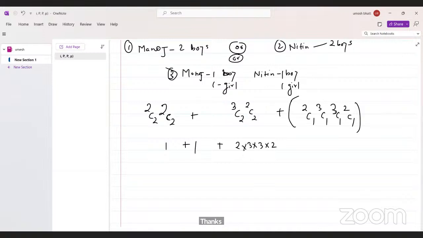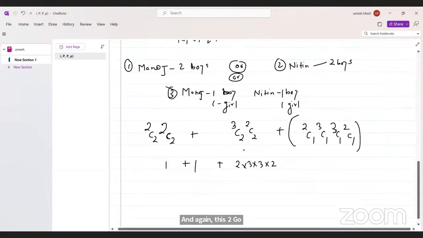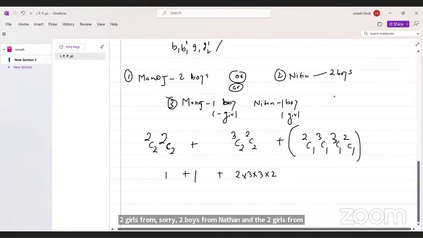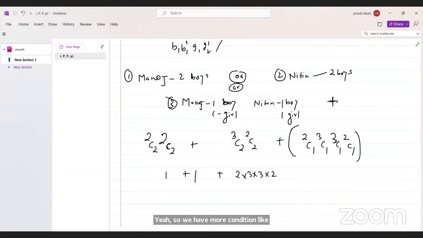I think we missed something. There are 4 combinations actually. First one is 2 boys from Manoj and 2 girls from Nitin. And second is 2 boys from Nitin and 2 girls from Manoj. So we are missing more conditions. The second one is 3C2 into 3C2.